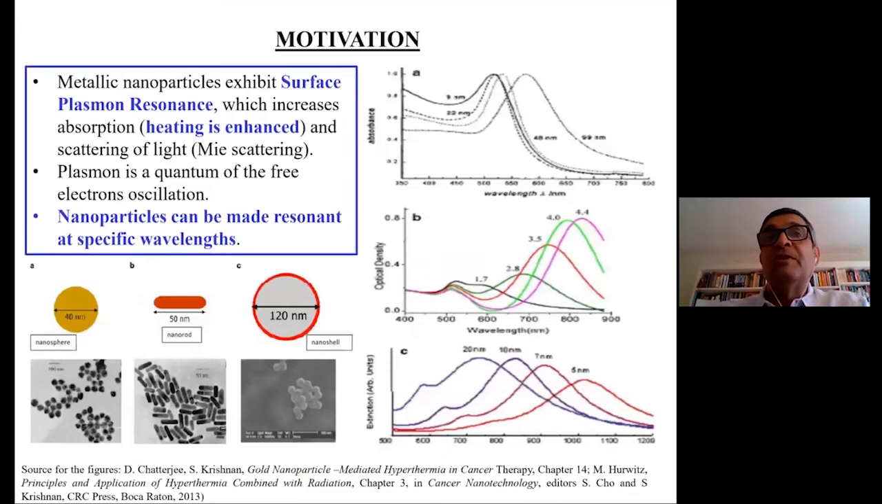Nanoparticles of noble metals exhibit what is called surface plasmon resonance, which in practice increases the absorption from an external energy source at specific wavelengths. Therefore, nanoparticles can be designed in terms of their material, shape, and size in order to become resonant at a particular wavelength of interest, as shown by these figures.